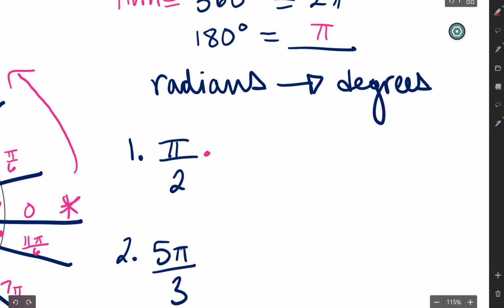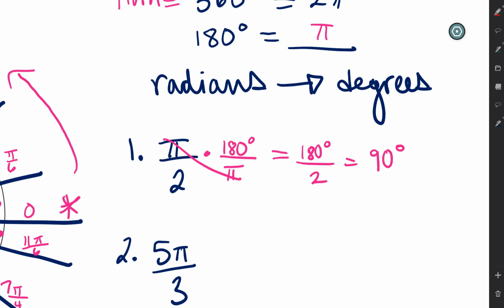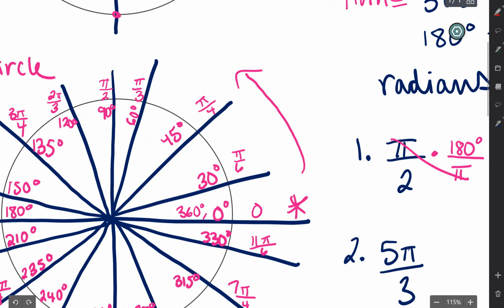You want to cancel out that pi, so I'm going to put the pi at the bottom. I'm going to put my degree measure at the top. Then I'm going to multiply across. My pi's will cancel out. 180 degrees divided by 2 is 90 degrees. So pi over 2, therefore, is 90 degrees. If you check on our unit circle, you can see, boom, that is actually true.